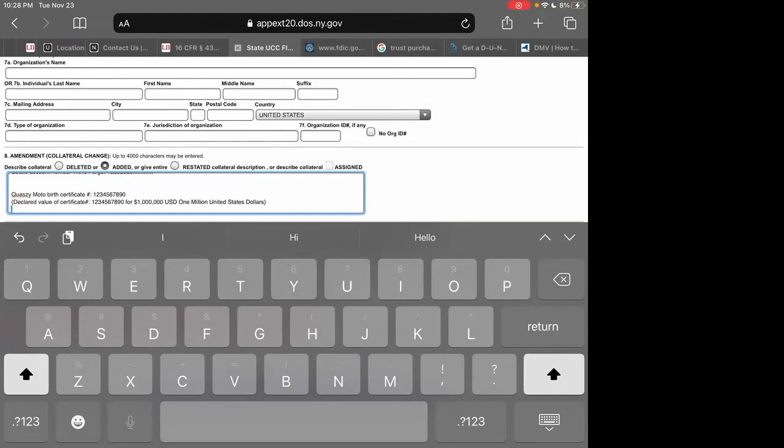But I don't think a lot of people do. I mean, does anybody have a memorandum of trust? It's really just a summarized version of what's in your trust. I do. No. Yes. No.